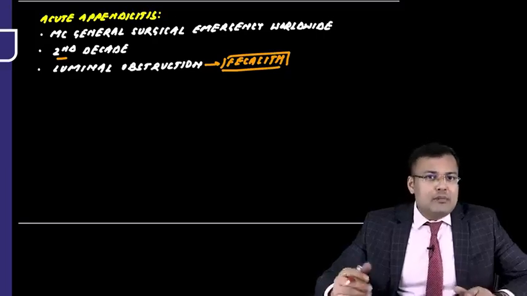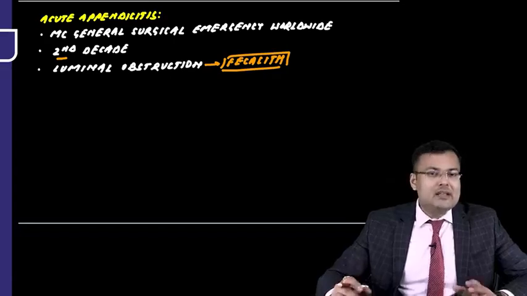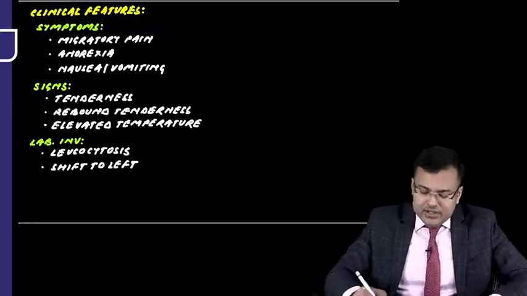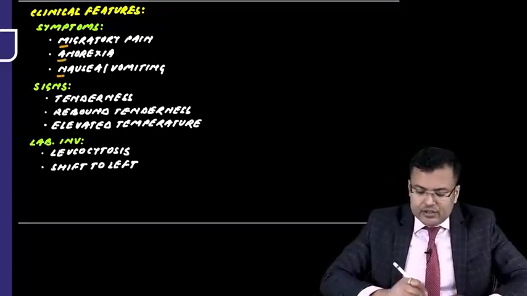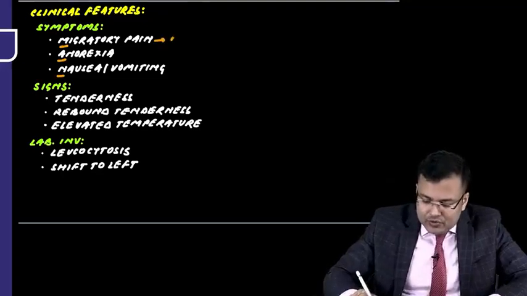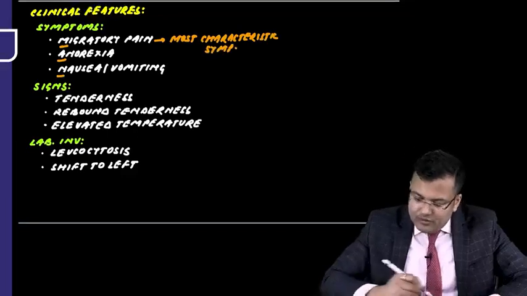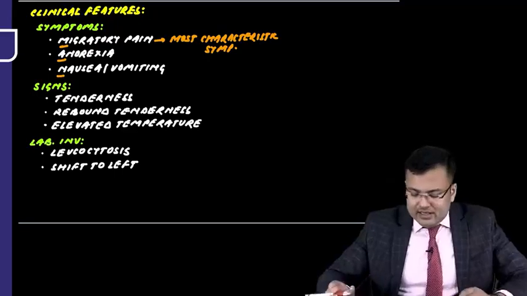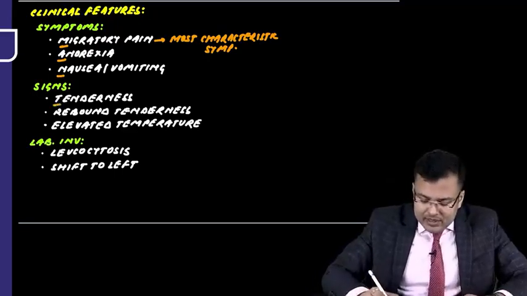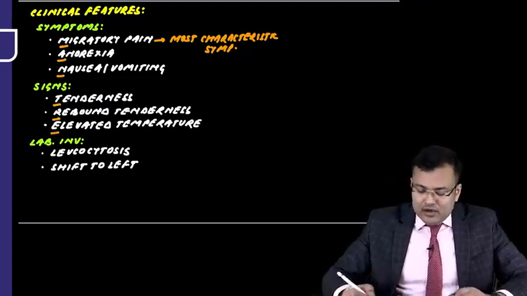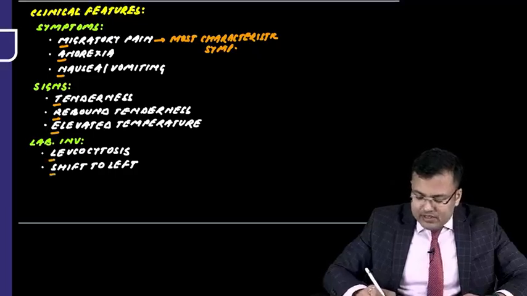So there is one score by which we can diagnose appendicitis. Name of score is Mantel score or Alvarado score. So see the clinical features. Patient is having migratory pain, anorexia, nausea, vomiting. Migratory pain, this is the most characteristic symptom. Clear? Now see the signs. Patient is having tenderness, rebound tenderness, elevated temperature. And in laboratory investigations, there is leukocytosis and shift to left.